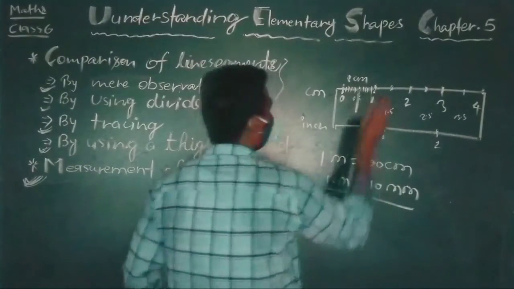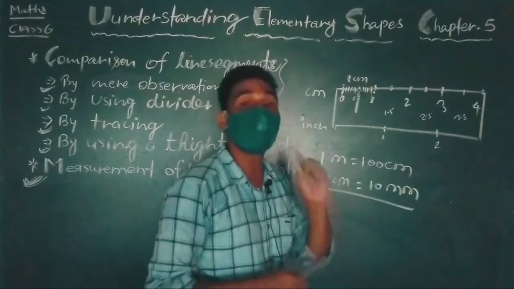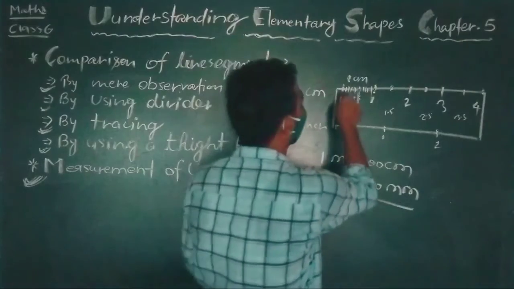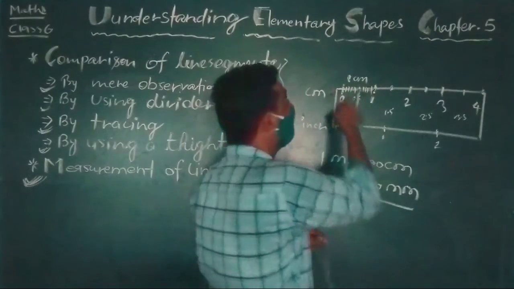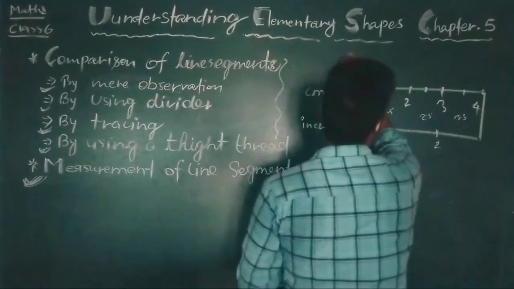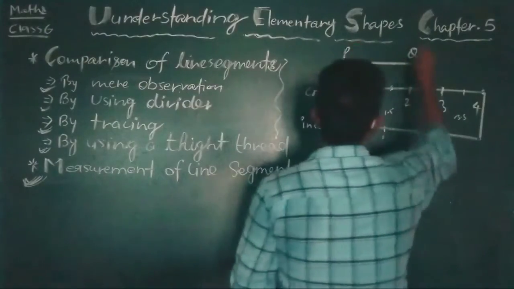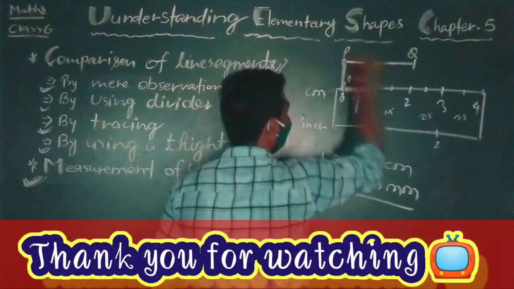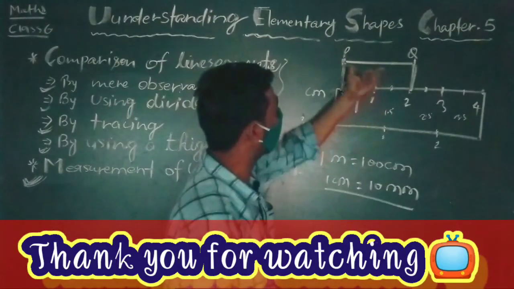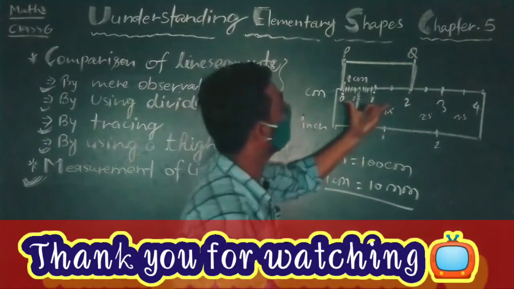So whenever you have to measure any line segment, one end of the line segment will be placed here. We do not start from here. We will place it where 0 is written. Suppose this is a line segment drawn like that. Then you see this is PQ. It starts from here and has reached till here. By that way we can measure the length of this line segment PQ.